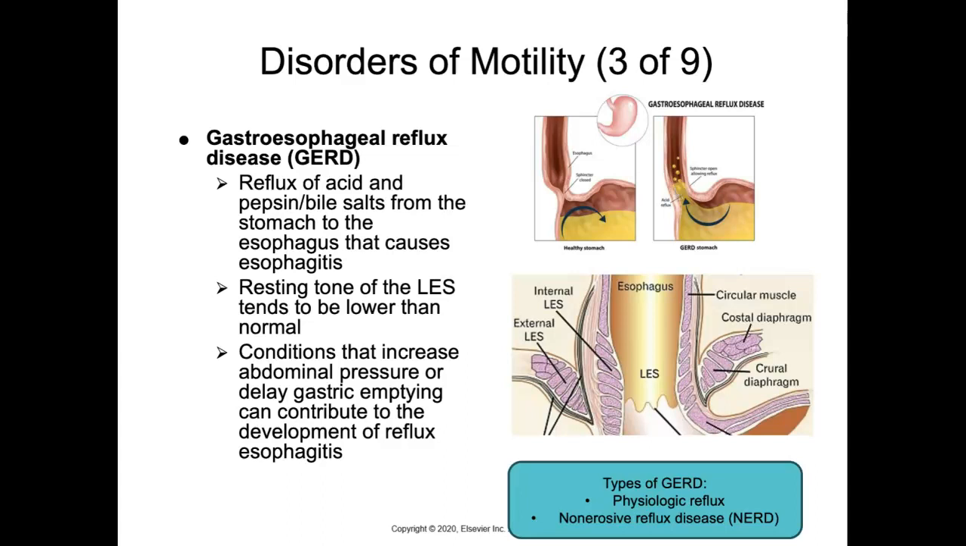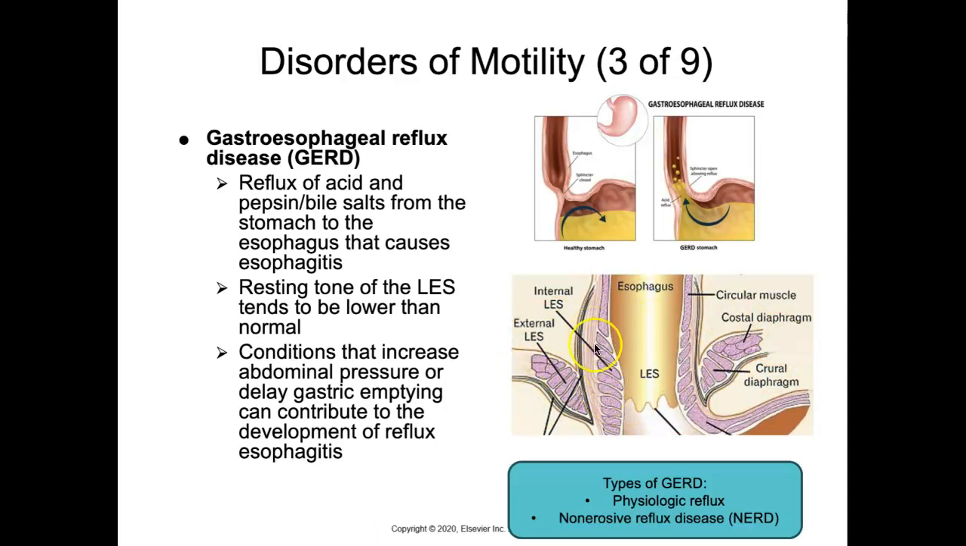Now, there are two different types of GERD. There is our physiologic reflux, which means the reflux takes place, but it doesn't cause any symptoms. And then we have NERD, which is non-erosive reflux disease. And that's when we have our symptoms of reflux, but there's no visible or we have minimal esophageal mucosal injury. So we can call this also a functional heartburn. So why do we have this problem? Well, we're going to take a look at that lower esophageal sphincter again.